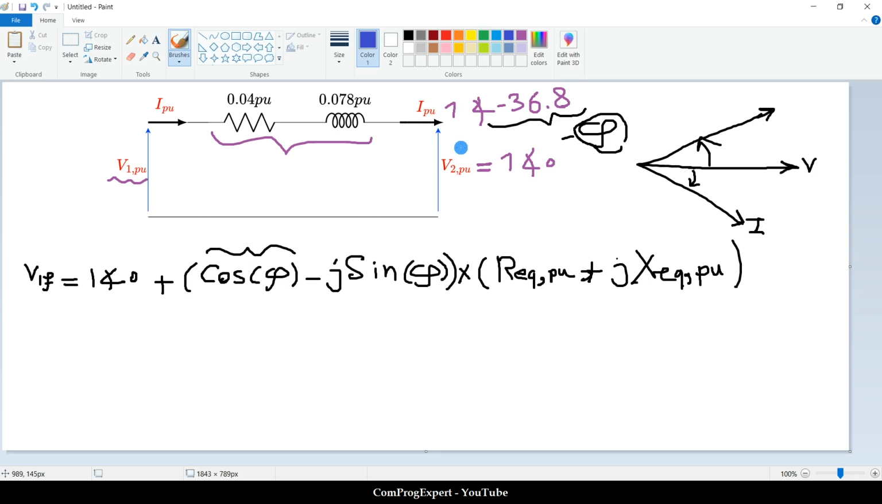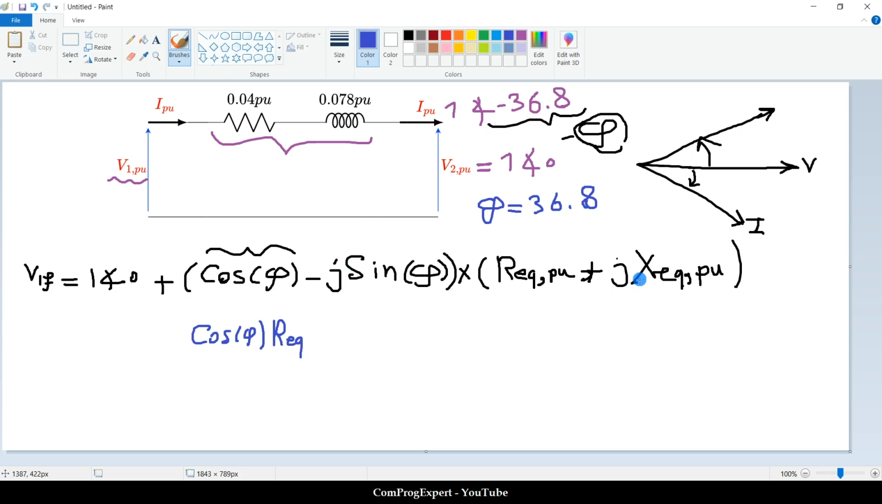Okay, so in this case, if we consider a lagging power factor and inductive load, so the value of the phi, if I consider it equal to 36.8, this will be the equation. Okay, so we have this negative sign here. If we multiply these two complex numbers, we will have cosine of phi, yes, times R equivalent. I don't write the per unit.